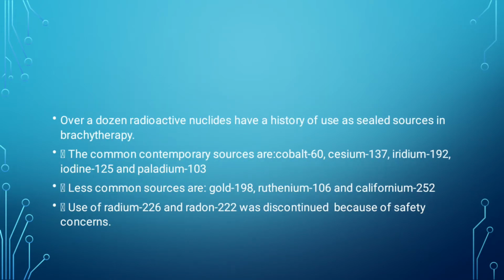Over a dozen radioactive nuclides have a history of use as sealed sources in brachytherapy. The common contemporary sources are cobalt-60, cesium-137, iridium-192, iodine-125, palladium-103. Less common sources are gold-198, ruthenium-106 and californium-252. Use of radium-226 and radon-222 was discontinued because of safety concerns.